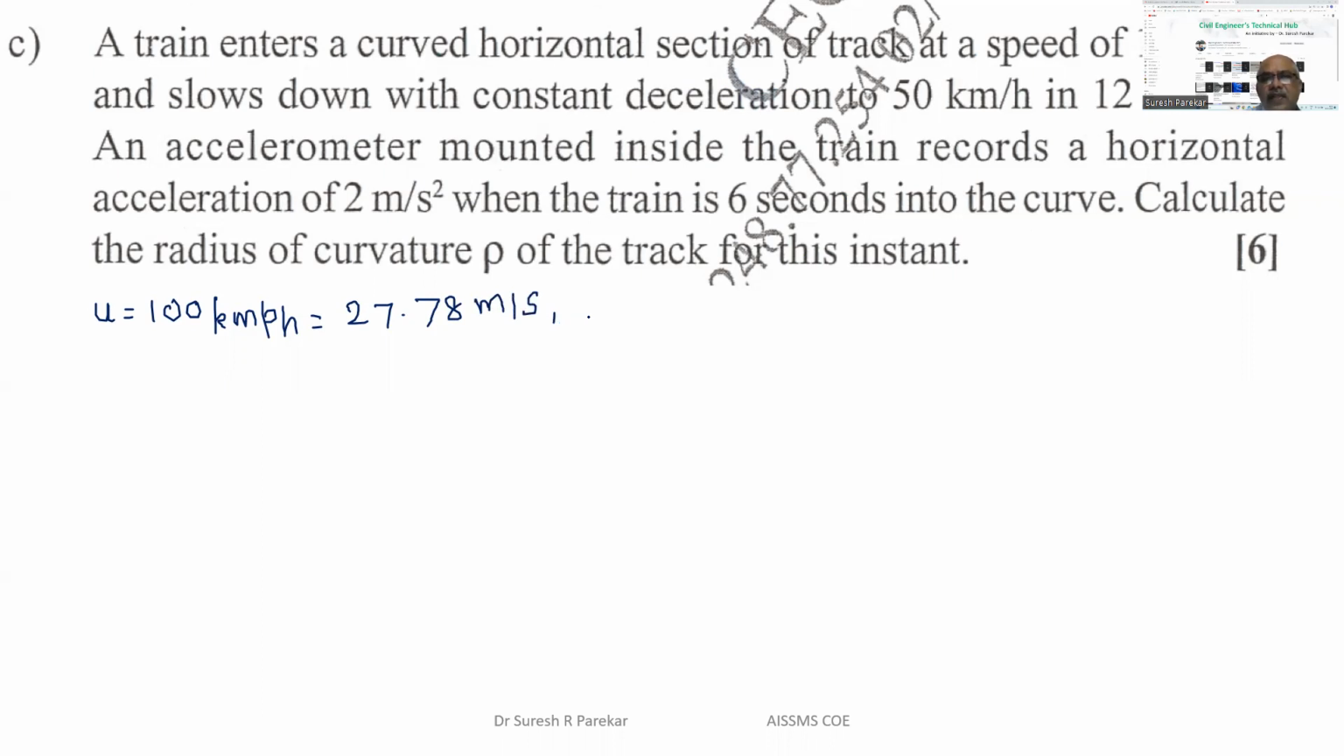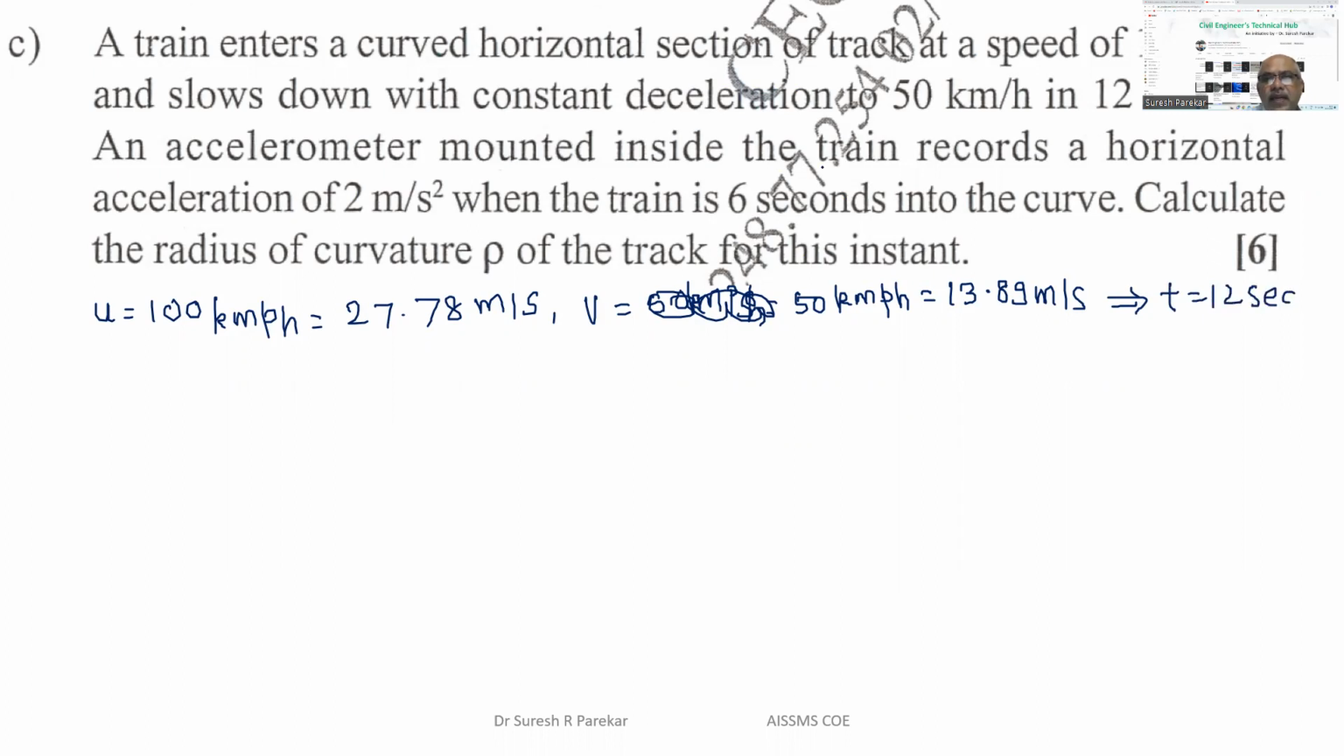The train slows down with constant deceleration. So the final velocity is 50 kilometers per hour. We have this value, 50 kilometers per hour, and that is equal to 13.89 meters per second. And this becomes in t equal to 12 seconds.